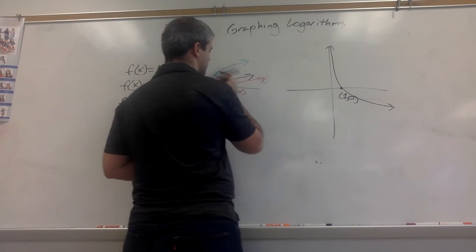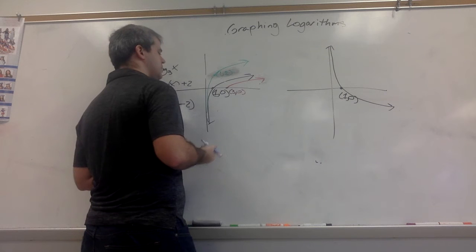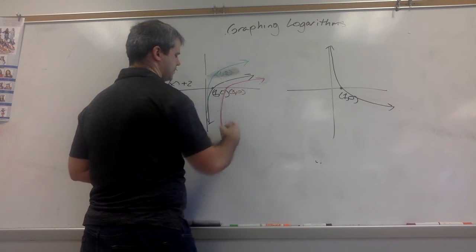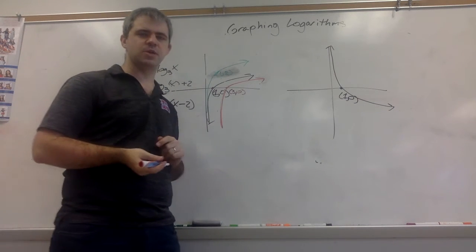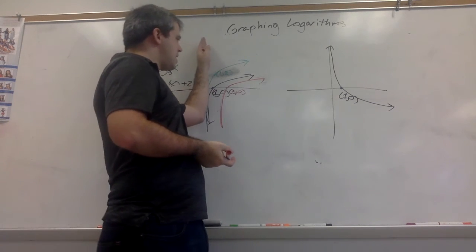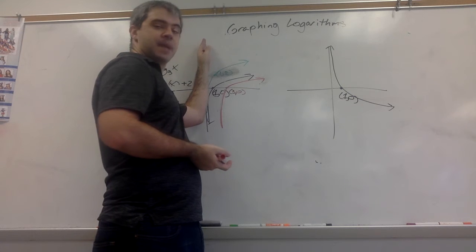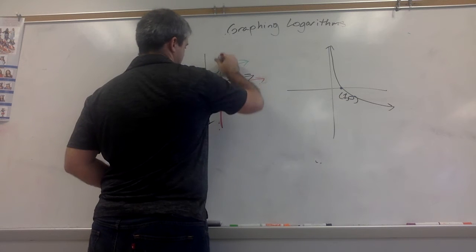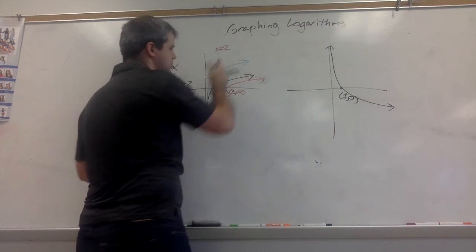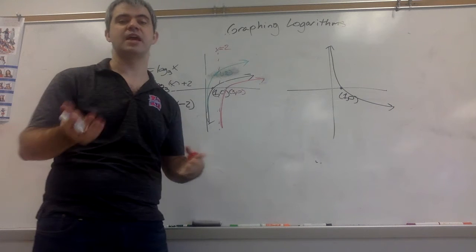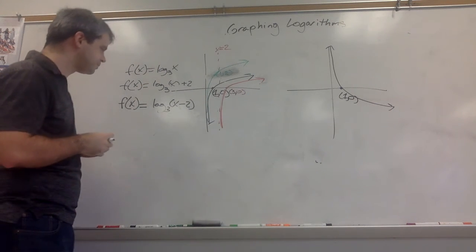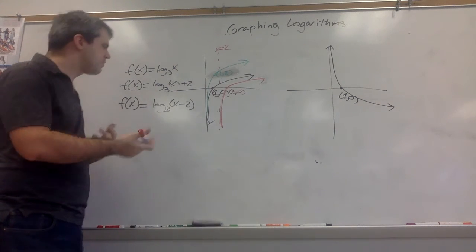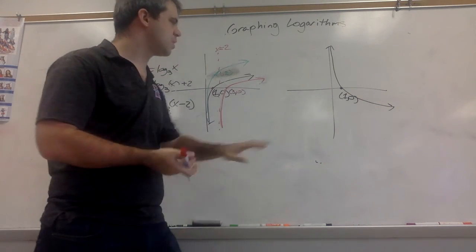And it's still going to be increasing this way, but one slight difference. Where is my asymptote going to be? Remember, it was at x equals 0, but I moved everything over 2. So now my asymptote is going to be at x equals 2. It's shifted over 2, just like everything else did. So those are the different ways that we can move this around.